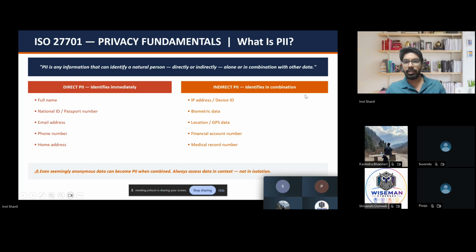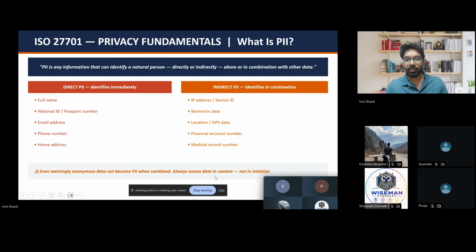What is indirect PII? Your IP address, the laptop you are working through, its IP address, you can be traced. Your biometric data, like your fingerprints, retina scan. Location or GPS data. If you are keeping your GPS on your mobile all the time, you can be tracked down. Financial account number, your bank account details, IFSC codes, your medical record number. Through your medical records, anyone can reach out to you, anyone can locate you. Even seemingly anonymous data can become PII when combined.